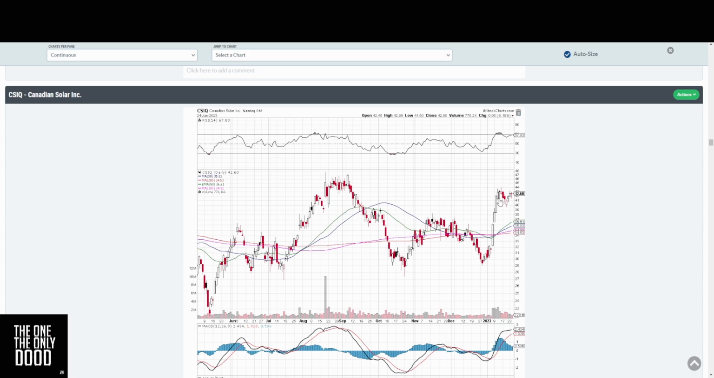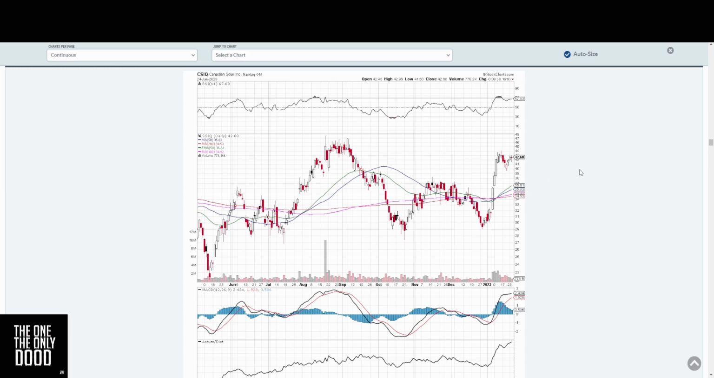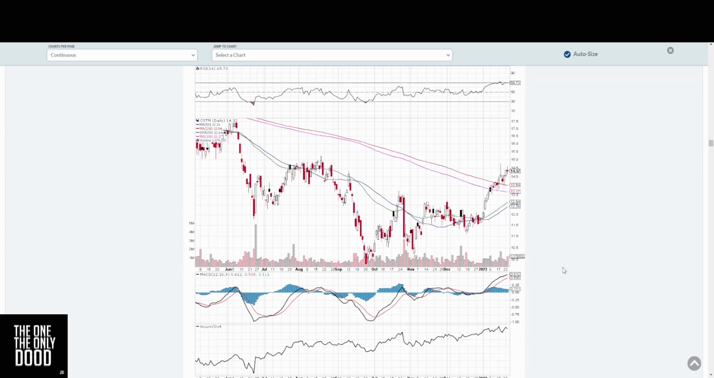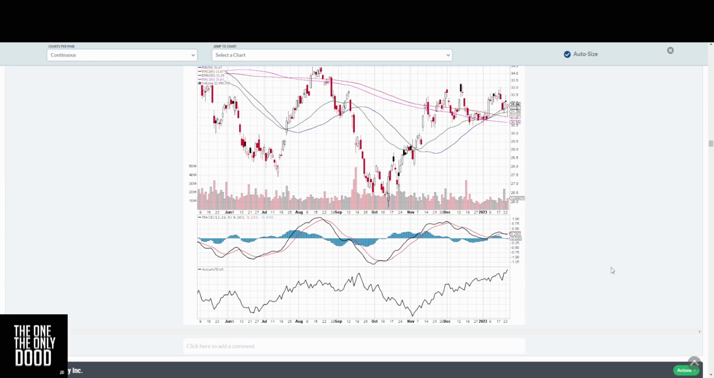CSIQ I would consider bearish. We would really have to see how it plays out going up to its 44 mark. We really have to see how it plays out there. You want volume to stay diverging as it goes up there, but it does look bearish. It can break through there though. I would say CSX is bullish.